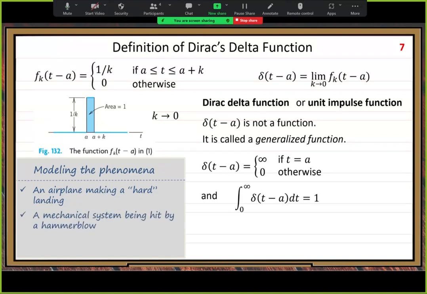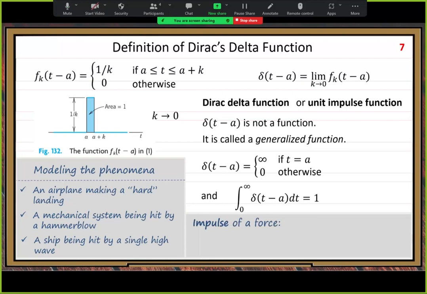Another one, a mechanical system being hit by a hammer blow. Another impulse example. The third one, a ship being hit by a single high wave. Just imagine many such examples in the real world. Here we use this function to model it. Okay. All right. Impulse of a force.